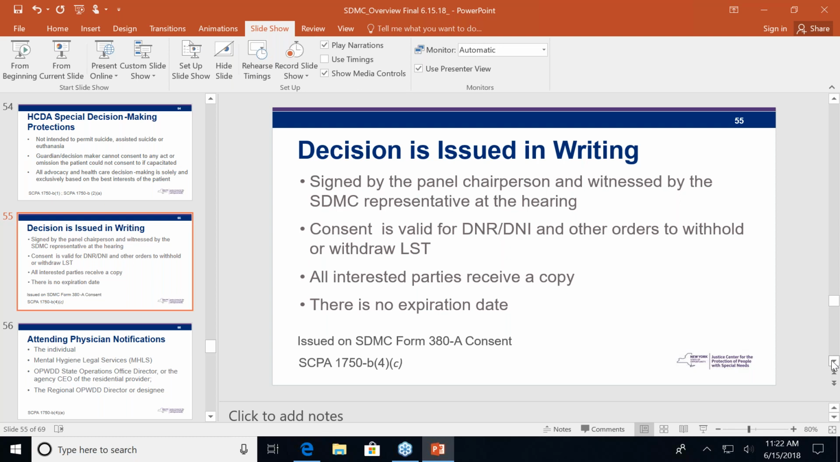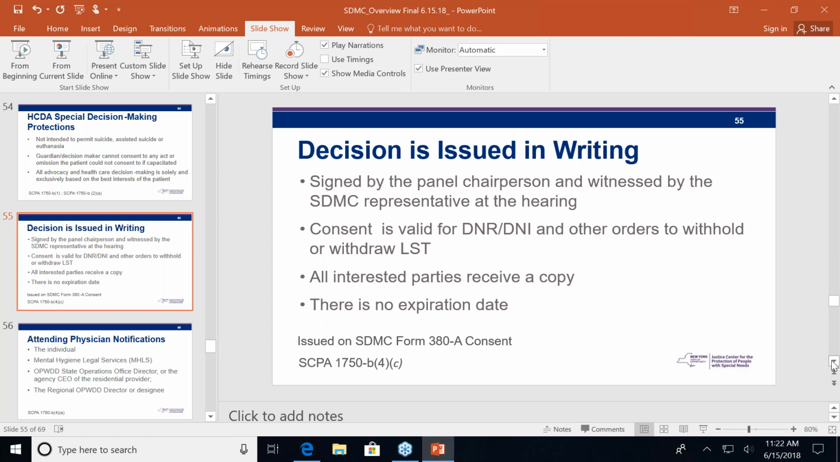So on the second page of the consent that's issued by SDMC, you're going to see the legal criteria that gives us the jurisdiction and the statute for making this decision: as long as the attending physician agrees that this person meets the capacity requirements and the medical condition meets the requirements of the Healthcare Decisions Act, the decision remains in effect.